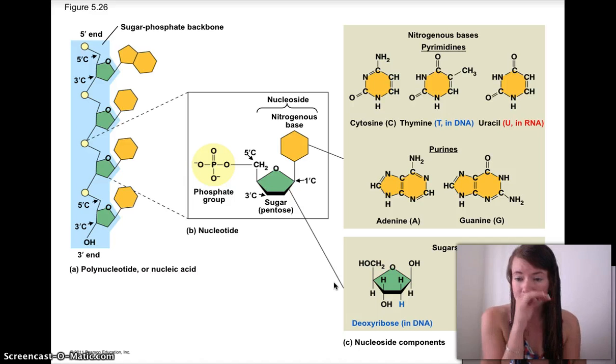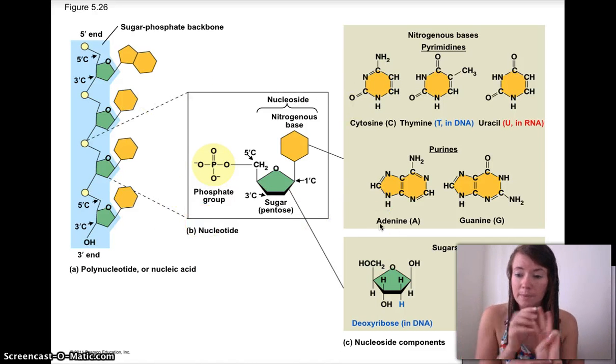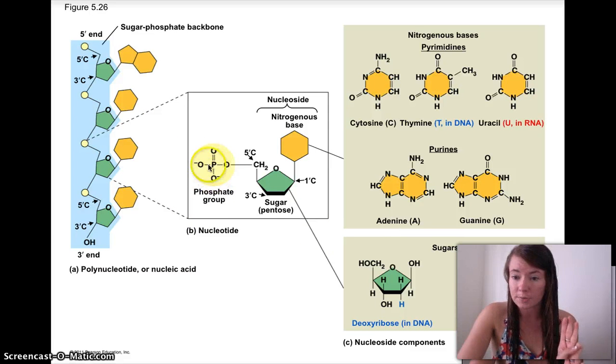Structure of nucleic acids. So the monomer of nucleic acids is a nucleotide. This is a nucleotide right here. It's made up of three parts. A phosphate group. We've seen phosphate groups before. A 5-carbon sugar and a nitrogenous base.